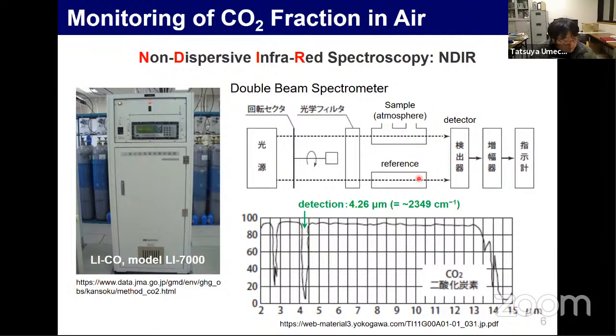The wavelength of 4.26 micrometers corresponds to the wave number of 2349 per centimeter of the asymmetric stretching vibration motion. The infrared light is absorbed by carbon dioxide molecules in the cell. The absorption of the infrared light is proportional to carbon dioxide concentration. The remaining infrared light passes through the cell and the intensities of the infrared light are measured with this detector. Carbon dioxide concentration is determined by comparing the intensities of infrared light between sample and reference series.